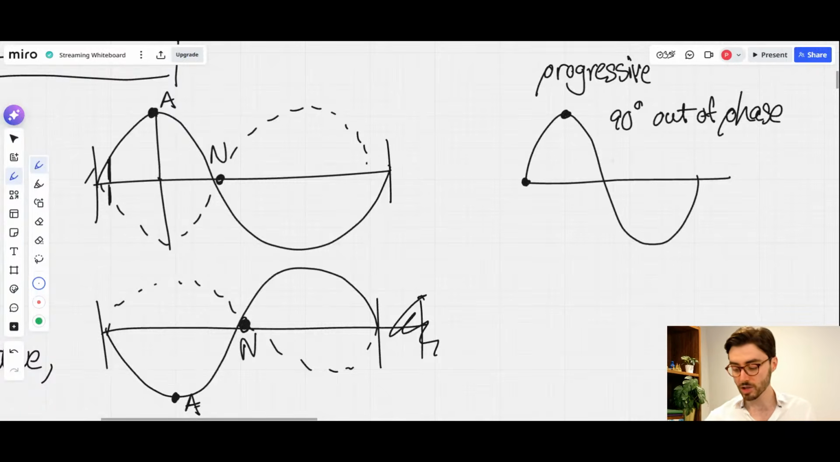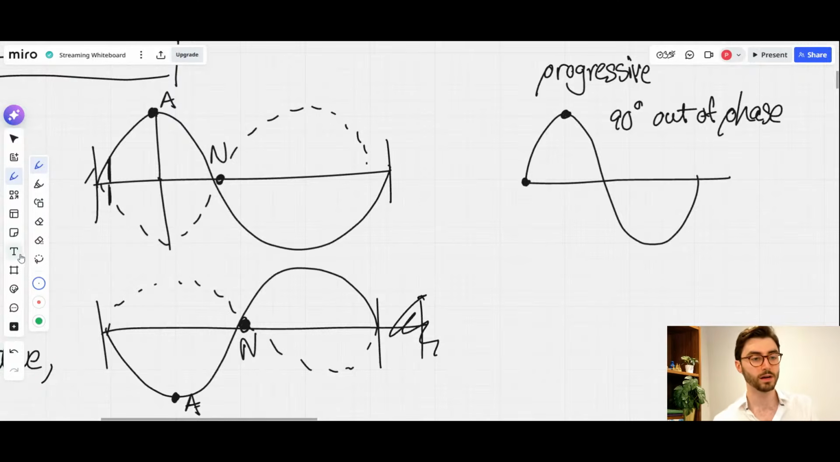So the phase can just be considered as: at what point in your cycle are you? Are you at the same point in your cycle? Are you at different points in your cycle? So these points on the progressive wave are at different points of the cycle. This one is sort of at the equilibrium position. This one is at maximum amplitude and about to start moving down. So they're just at different places.